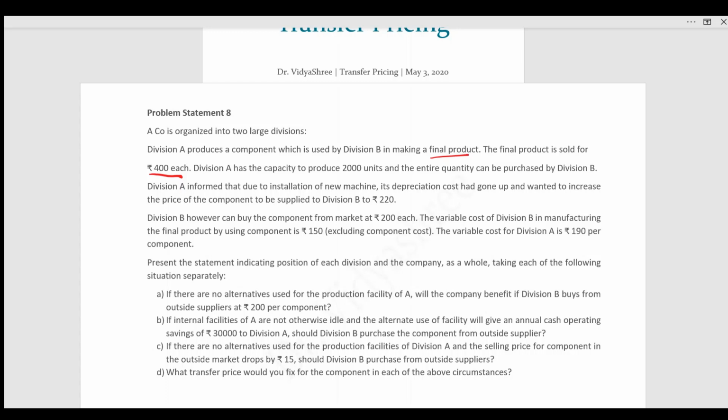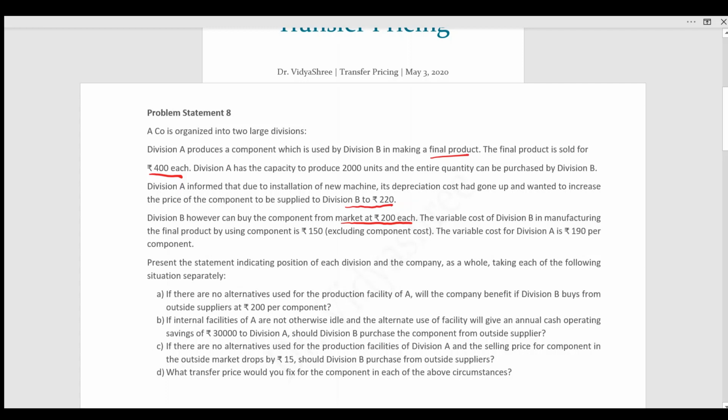Well, Division B, however, can buy the component from the market at rupees 200 each. So you can observe here, Division B can buy the component from the market at rupees 200 each. But Division B is ready to give rupees 220.